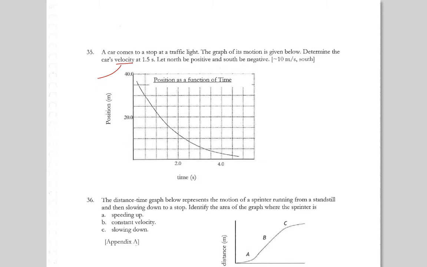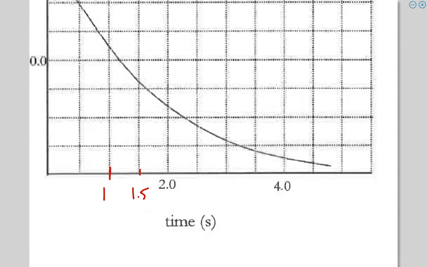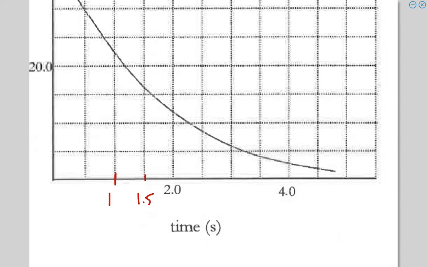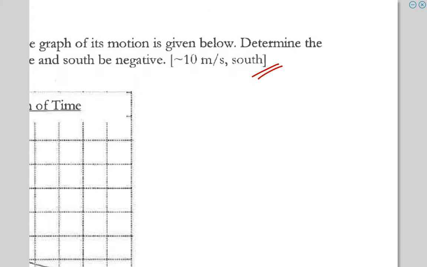And just give yourself a reminder, don't forget about the direction. It wants it at 1.5 seconds. Okay, so here's halfway between 2, so that's 1, so this would have to be at 1.5. It wants the slope of a tangent line right there. Now, which direction will this slope be? Down to the right, so you should have a negative slope, and that will tell you that, oh look, boom, it should be south when you communicate your answer.